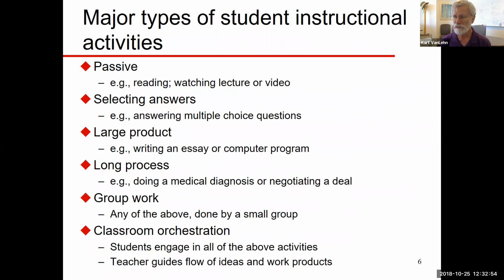Of course, you can subdivide infinitely, but a pretty decent division is into these 7 kinds of activities. They can either be passive, by reading or watching a lecture or video. They can be selecting answers, like multiple choice questions or drag and drop. They can be building a large product, like an essay or a computer program. They could be practicing a long process, like medical diagnosis or negotiating a deal. Or they could be doing any of those things in a small group, like a pair or 3 or 4 people. That's group work.